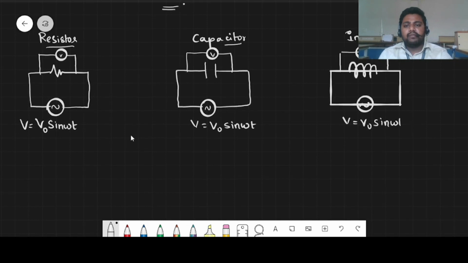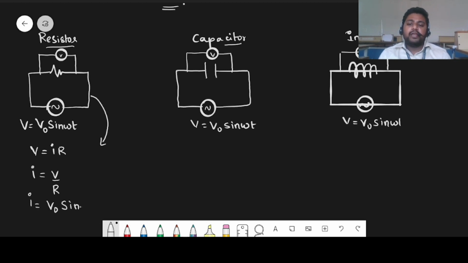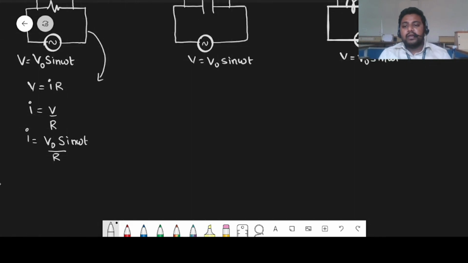In this setup, according to Ohm's law, V is equal to I into R. From this circuit, we can write I is equal to V by R. That means I is equal to V, where we can substitute V naught sine omega t, divided by R.